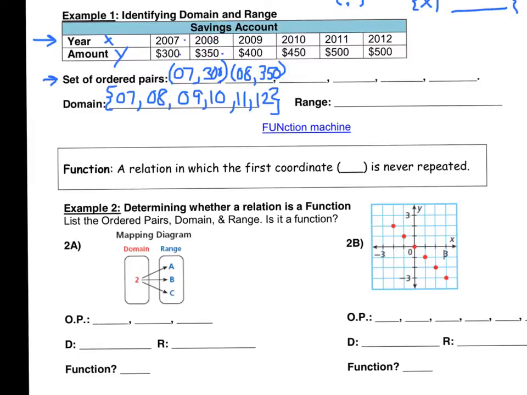Now we will list the range. We will start with our bracket. We need to list all the numbers in the y part of the table from low to high. So we'll start with 300, 350, 400, 450, and 500. And since 500 repeats itself, but we already wrote it down, we don't need to repeat ourselves, and we can close the bracket.